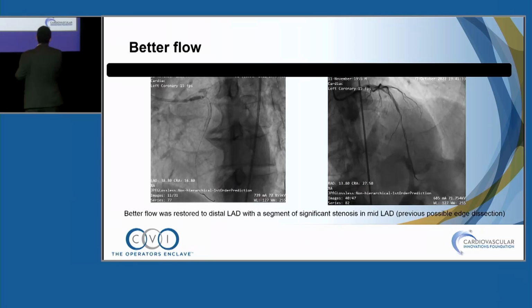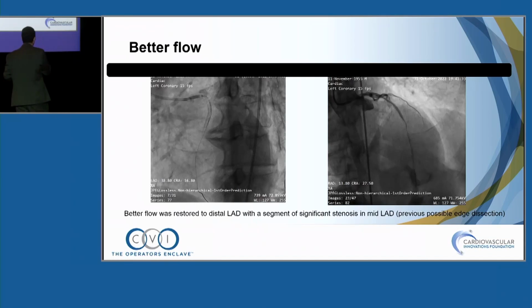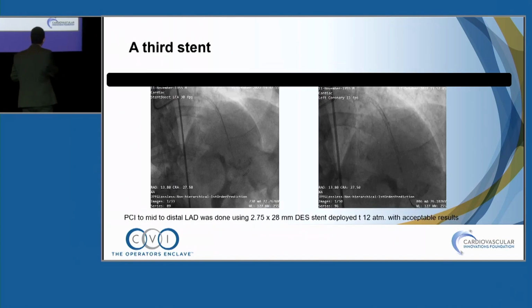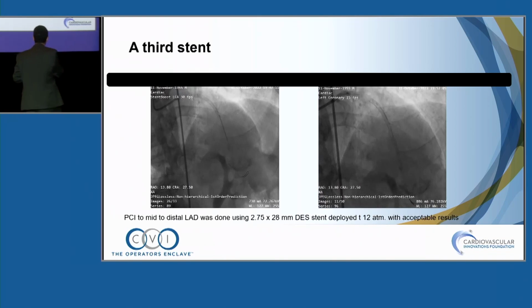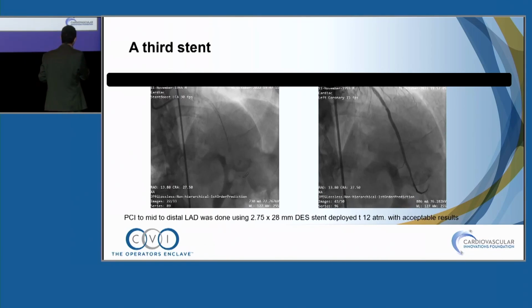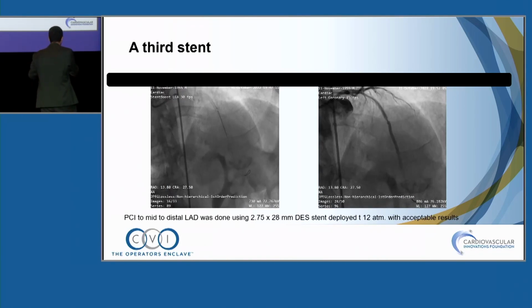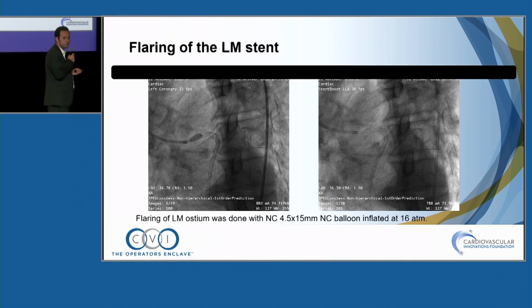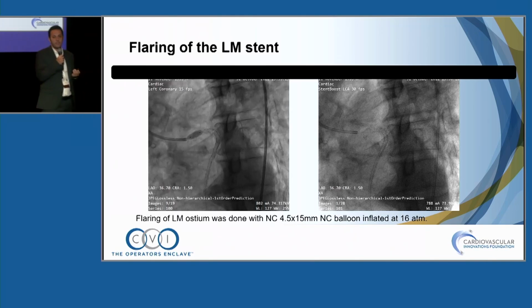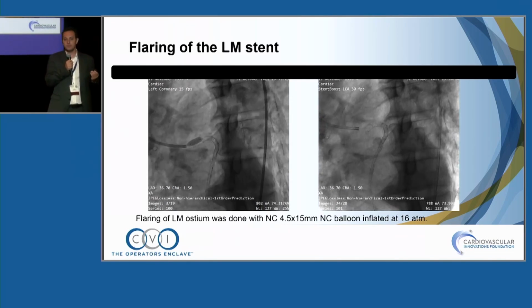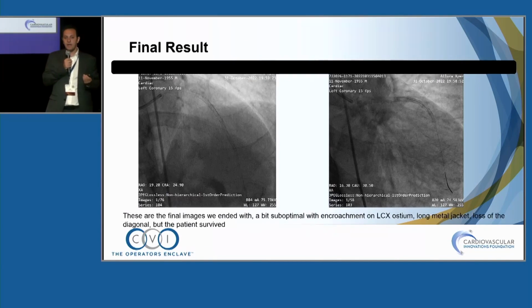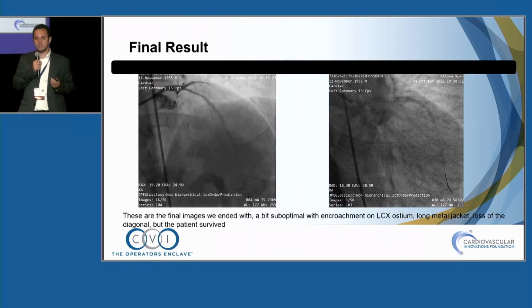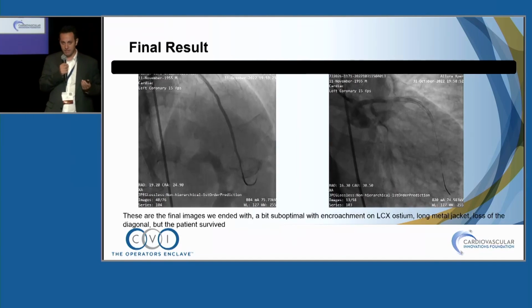After this, I can see the middle part of the LAD, the one with the edge dissection. I fixed it with a stent, 2.75 by 28. But proximal and inside the stent, there was what looks like a hematoma or prolapsed tissue. I flared the left main stent. And this was the final images I got that day.